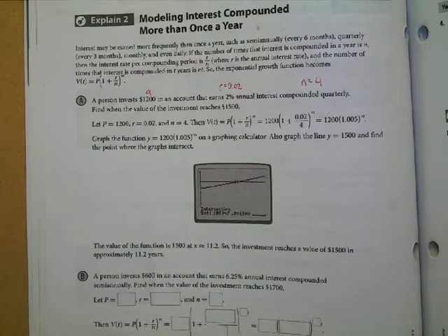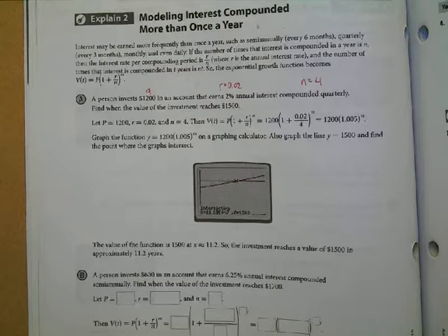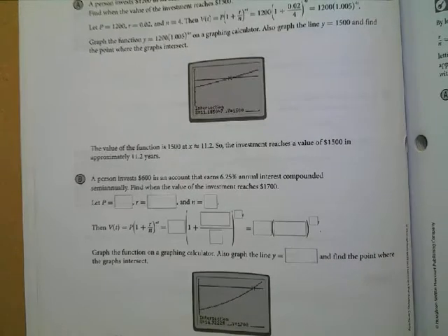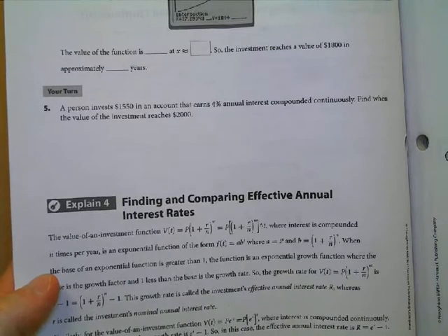Okay? So letter B, a person invests $600 in an account that earns a 6.25% annual interest compounded semi-annually. Find when the value of the investment reaches $1,700. Okay? So that 600 is our what?